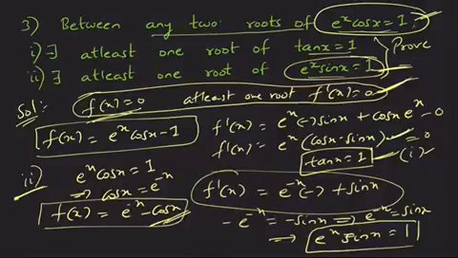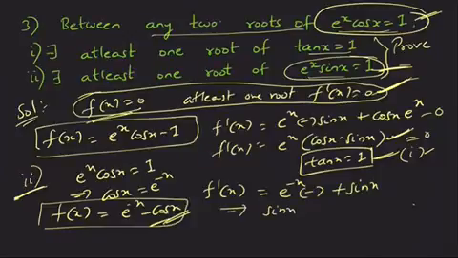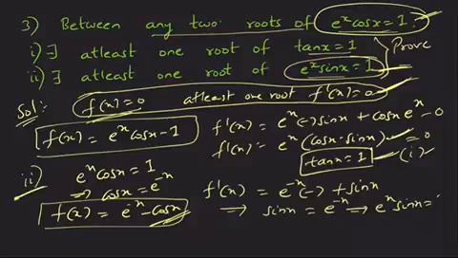So let me write it again for you. If this is messy, sorry for this. So this is nothing but sin x is equal to e power minus x, and this implies e power x into sin x is equal to 1.